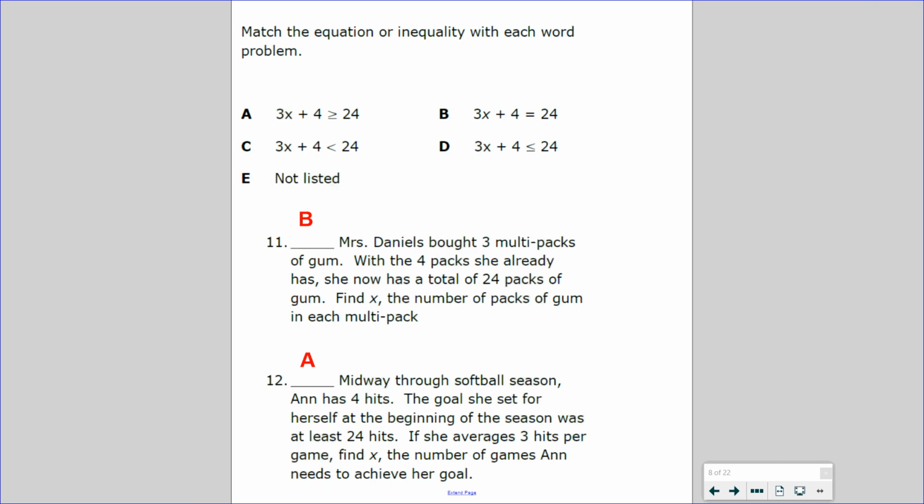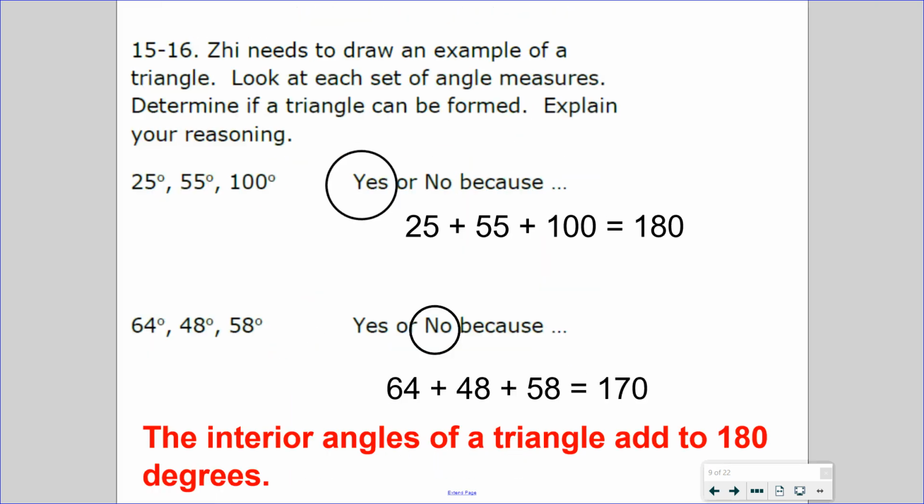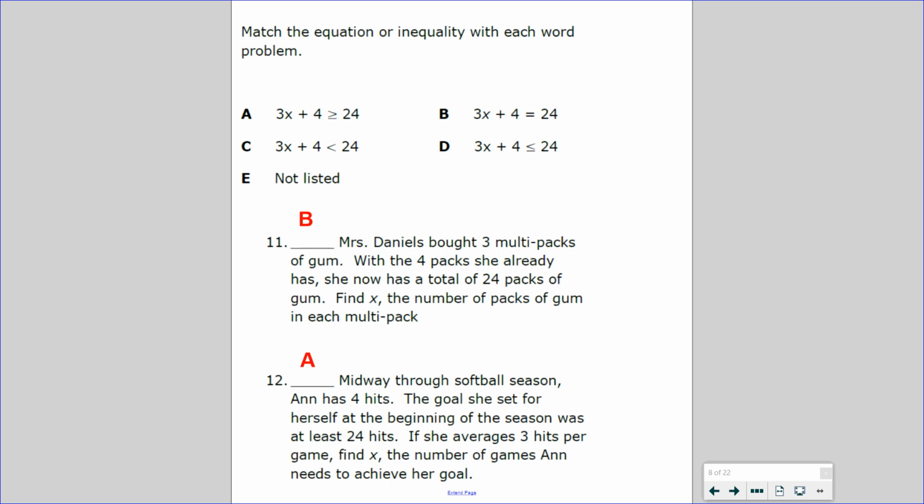And then you are given 5 word problems. Oh, actually, no, 4 word problems, and there's 5 choices to choose from. Can you match the word problem with the inequality? Mrs. Daniel bought 3 multi-packs. With the 3 packs she already has, she now has a total of 24 packs of gum. Find total. I mean, in all, equal to.